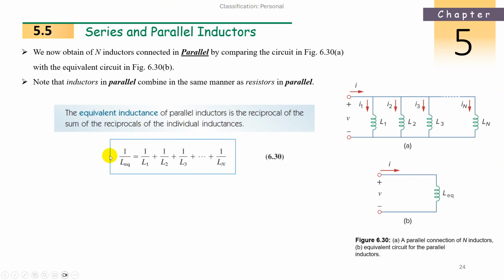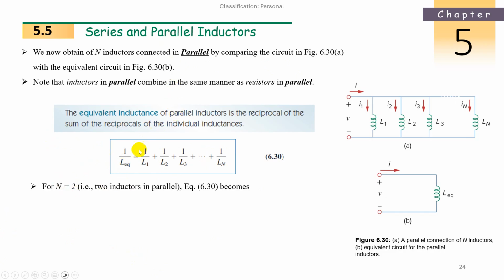See here, 1 by L equivalent. As per this explanation, only half we are telling here: 1 by L equivalent we are telling, not L equivalent. So 1 by L equivalent is equal to 1 by L1 plus 1 by L2 plus 1 by L3 up to 1 by Ln. Now what is L equivalent? Opposite of that one. Make it a reciprocal, you will get L equivalent.